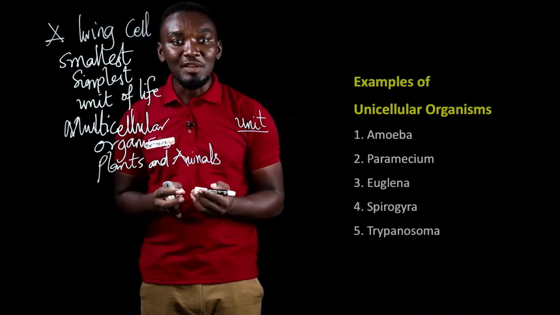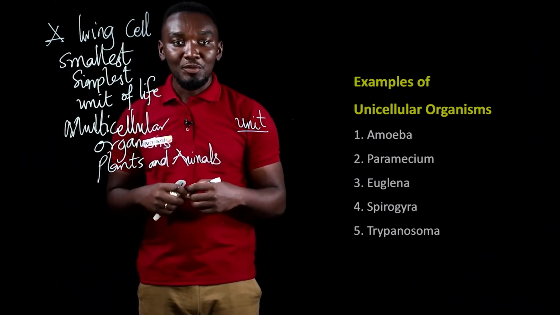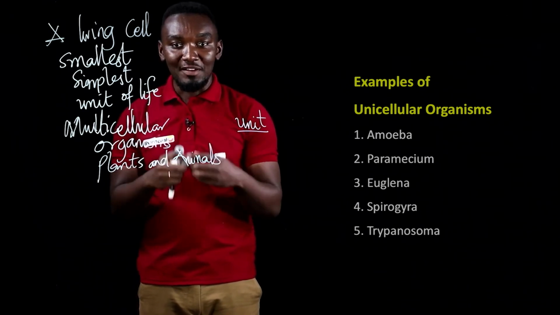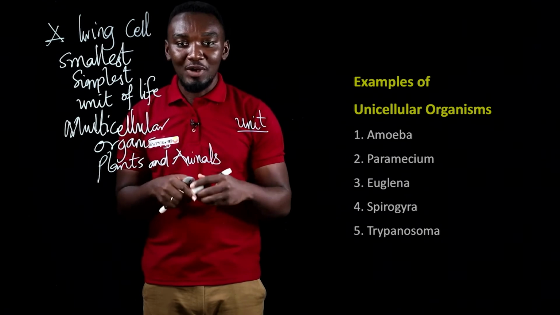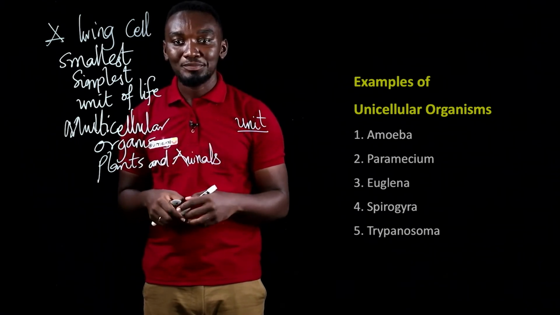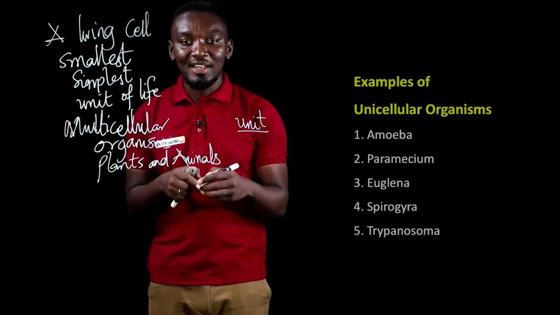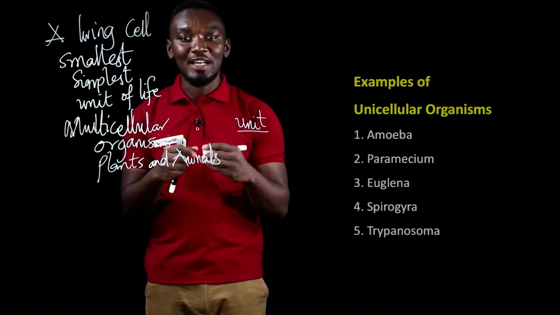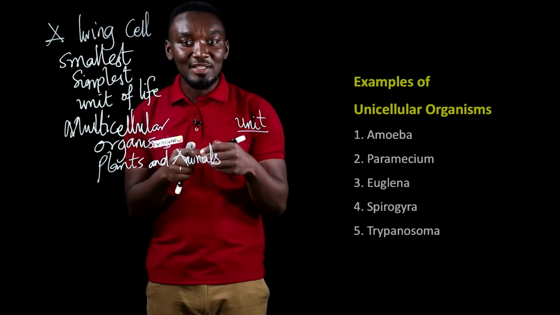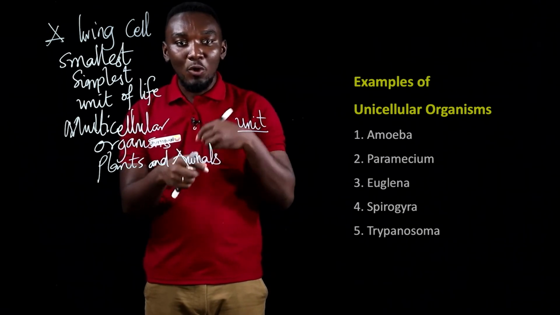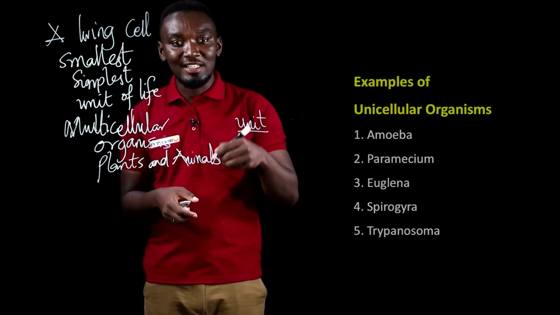Examples of them include amoeba, paramecium, euglena, spirogyra, and then we also have trypanosoma. Now, some of these organisms are disease-causing organisms. When we say they are disease-causing organisms, it means that they are tiny particles that have hosts, and they cause disease to their hosts when they get into them.